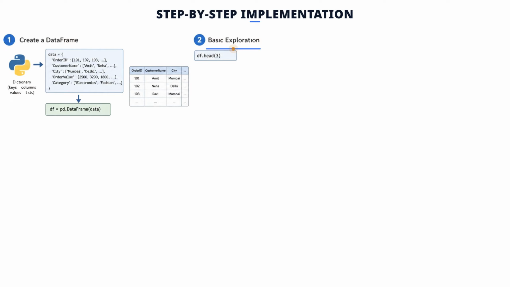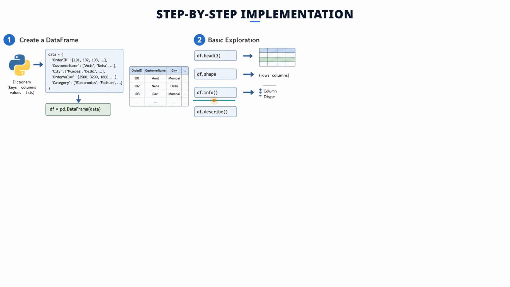You rarely want to print a million rows to your screen, so df.head(3) gives you just a quick peek at the top 3 rows. To understand the actual size of your dataset, df.shape will return the exact dimensions, telling you the number of rows and columns. If you need to verify what kind of data you are dealing with, like text versus numbers, df.info() reveals all the data types. And for an instant mathematical overview, df.describe() provides a statistical summary, calculating things like the mean and the range for all your numerical columns.